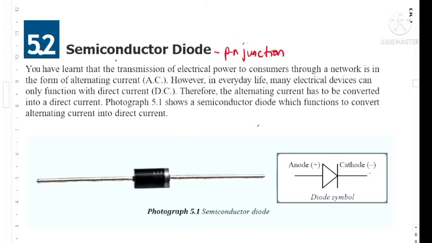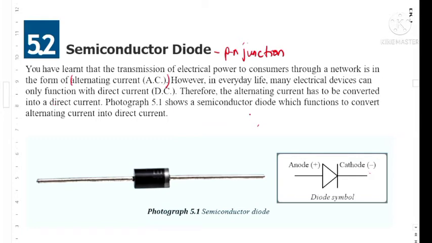In Chapter 4, you have learned about transmission of electrical power from the power station to the consumers through a national grid network in form of alternating current, AC current. However, in everyday life, many electrical devices can only function with direct current. As example, your handphone's battery, it is DC battery. Therefore, the alternating current has to be converted into direct current.